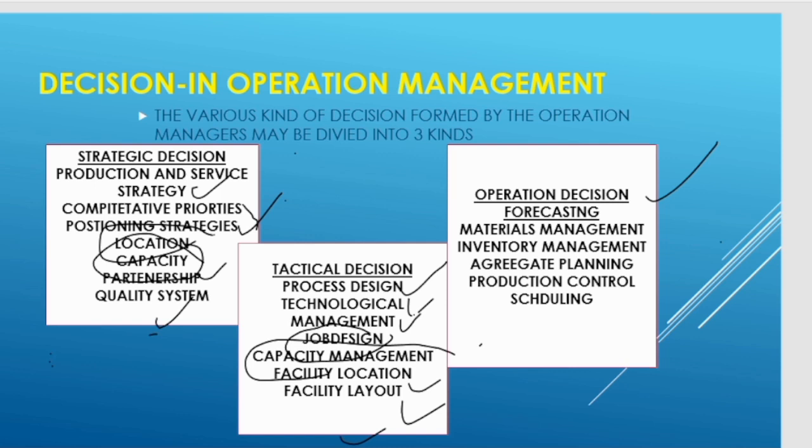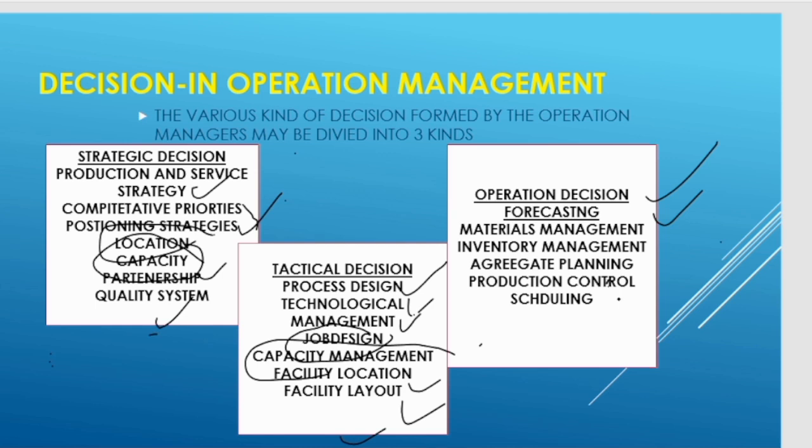In operation decision forecasting, we consider our material management, in the sense of how much raw material should be stored, or inventory management. And aggregate planning, we consider how many employees you are going to hire, which technology you are going to use, or how much inventory you are going to maintain, in all the aggregate planning, compared with your demand, what the demand is in your market.